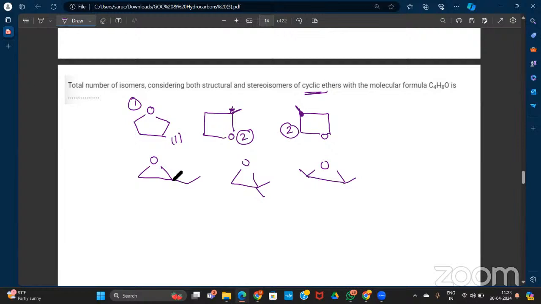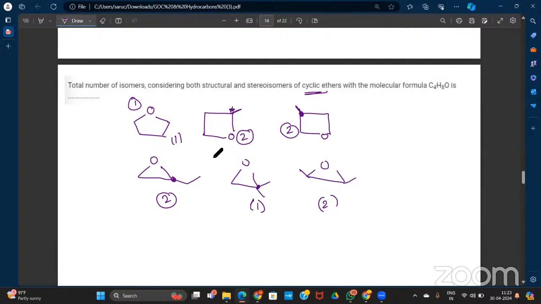And here I have 1 chiral center, so I'll have 2. So 2, 4, 5, 6, 6, 7. Here there is no chiral center, so 8. And here too you have chiral centers. So 2, 4, 6, 8, 10.